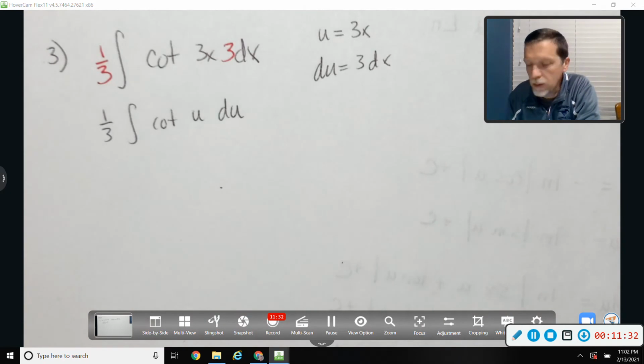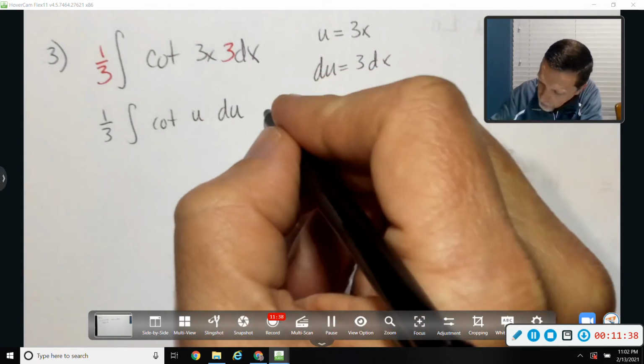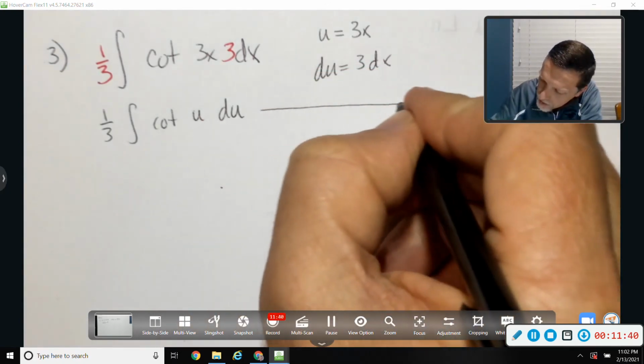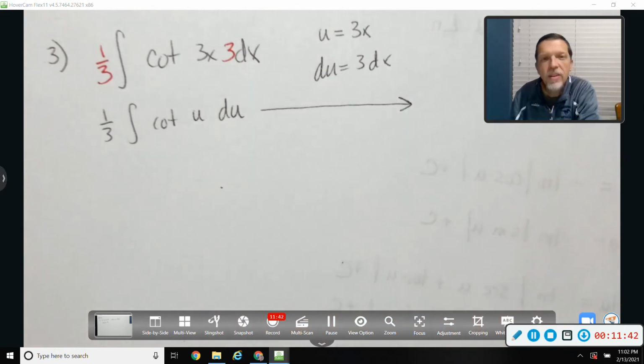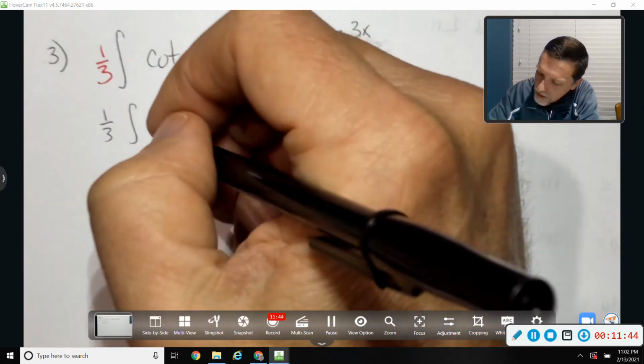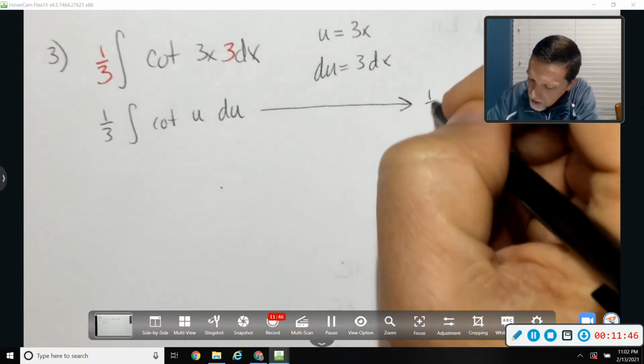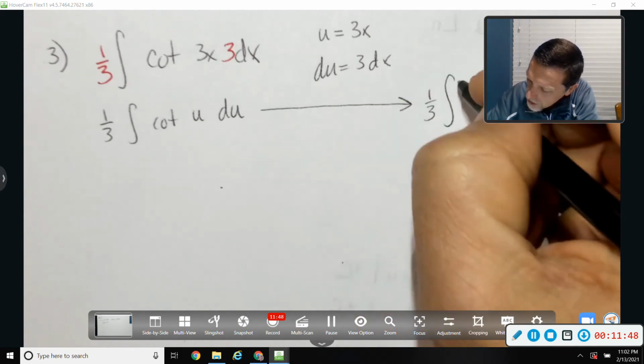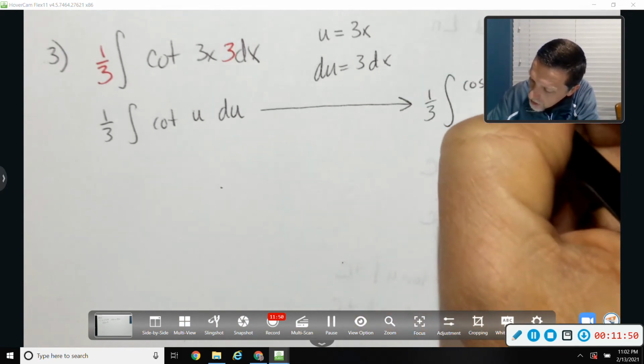Let's see, that was natural log of sine, if you have it memorized. If you don't have it memorized, here's the figure-it-out method. When you get tangent or cotangent in there, you can rewrite cotangent as cosine over sine.